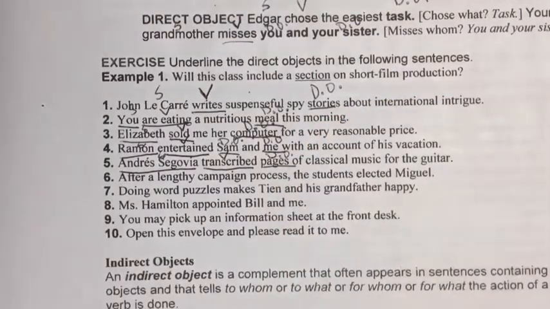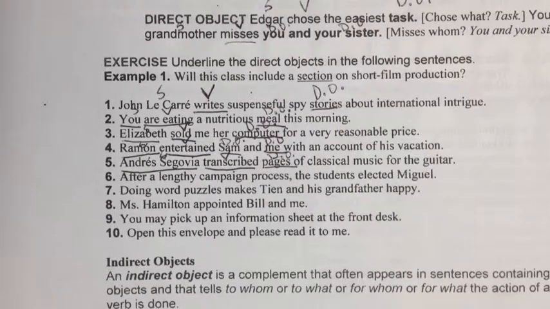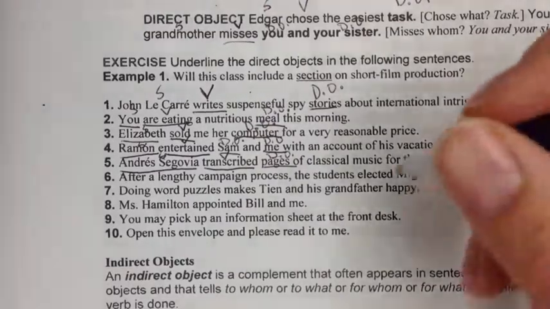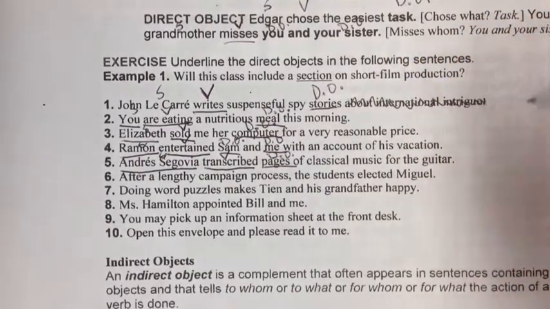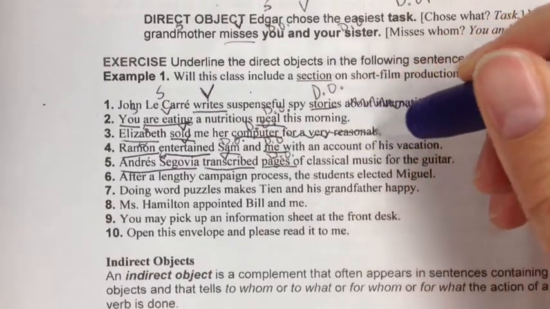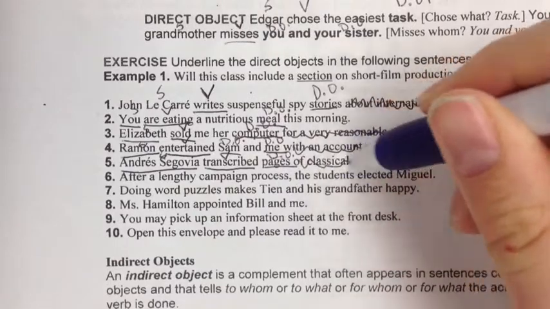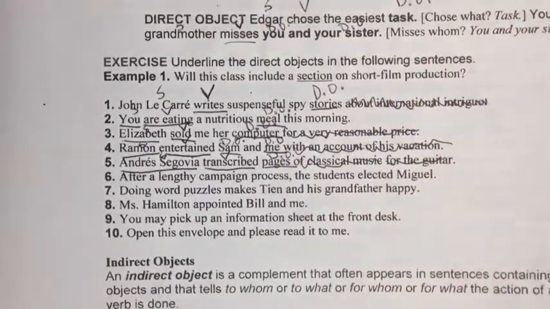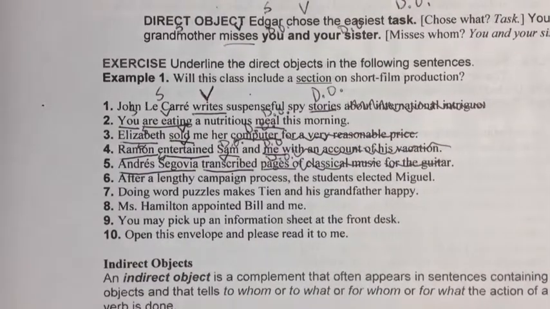One thing that is very true, and they try to trick you in almost all of these sentences, is that a prepositional phrase will never be a direct object, indirect object, or an objective complement. They'll never be a part of the sentence. If you go through these, you can find them. You have to just ignore them, like about international intrigue, and for a very reasonable price, and with an account of his vacation, and of classical music for the guitar. You have to just completely mentally erase those prepositional phrases. All right, go ahead and do 6 through 10, and I'll read off the answers in a moment.